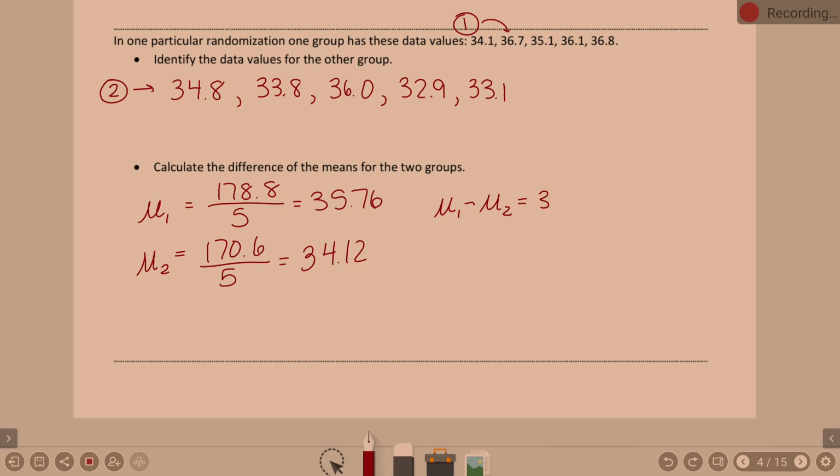So 35.76 minus 34.12. And what do we get when we subtract those? 1.64.